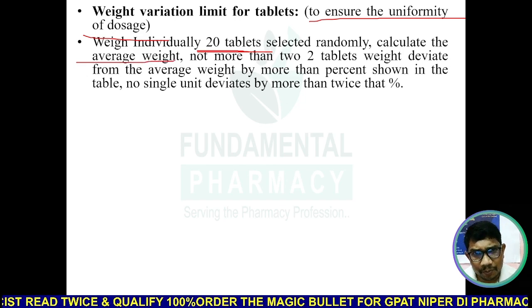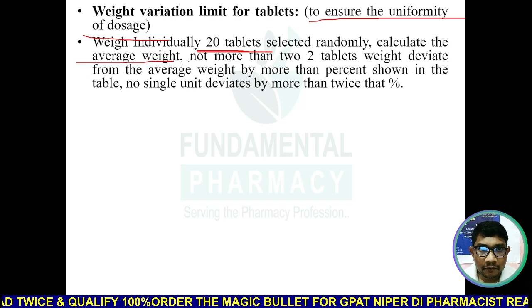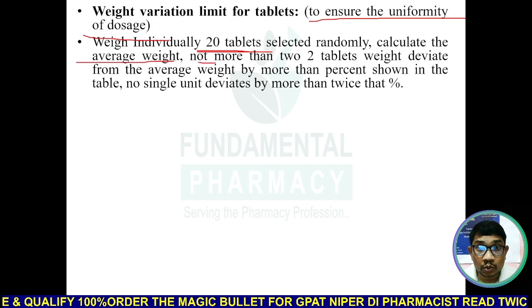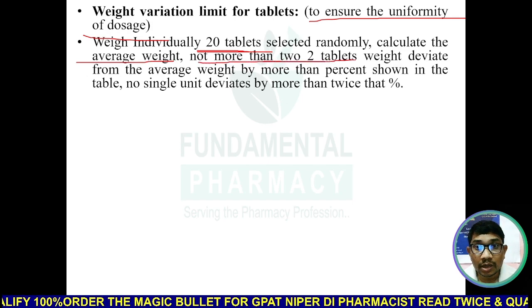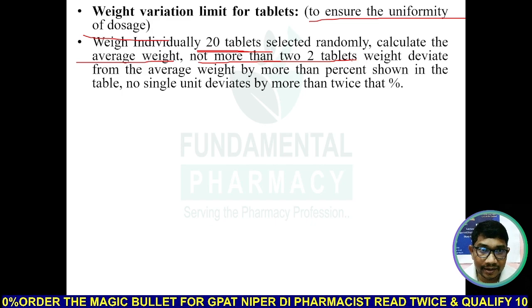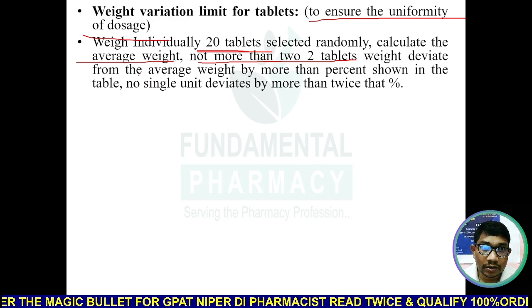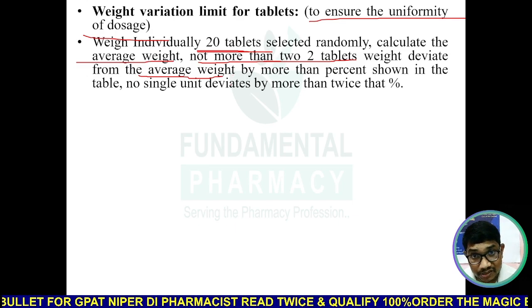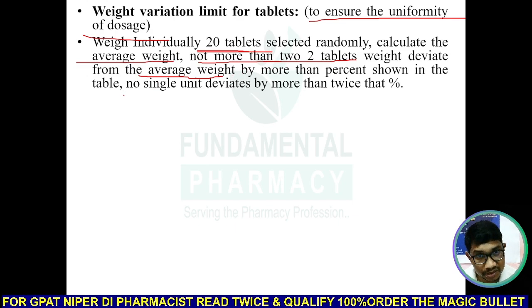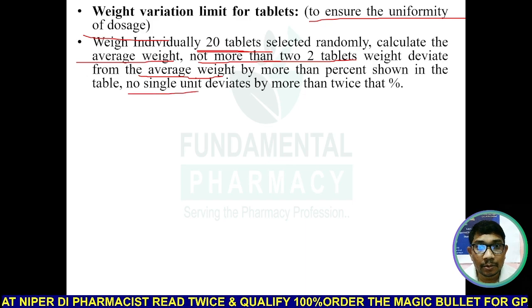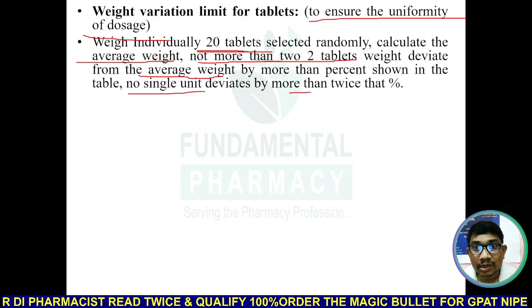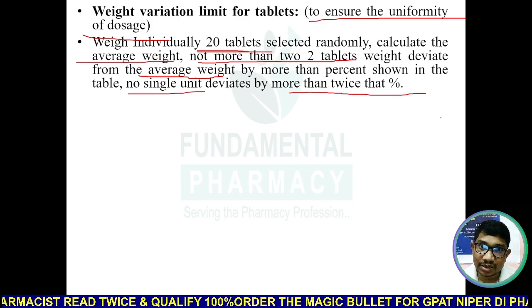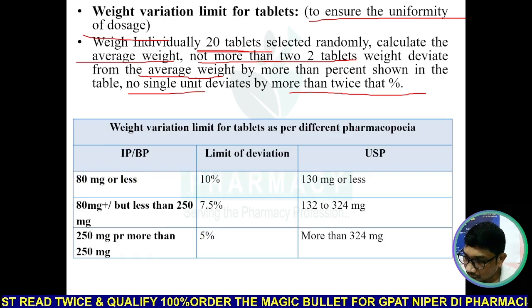Now your tablet passes the weight variation test when not more than 2 tablets deviate from the average weight by more than the percentage shown in the table. We are going to see the percentage, and no single tablet should deviate by more than twice that percentage. So what is that percentage? Now you will see in the below table.